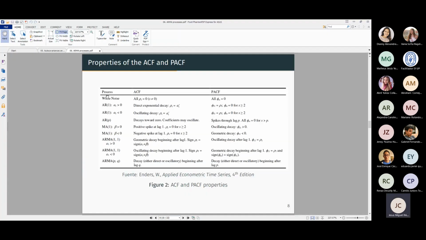So this is a summary of these properties in the ACF and PACF of any ARMA process, okay? For example, in a white noise, the theoretical values of the ACF and PACF should be zero because it won't show any correlation.